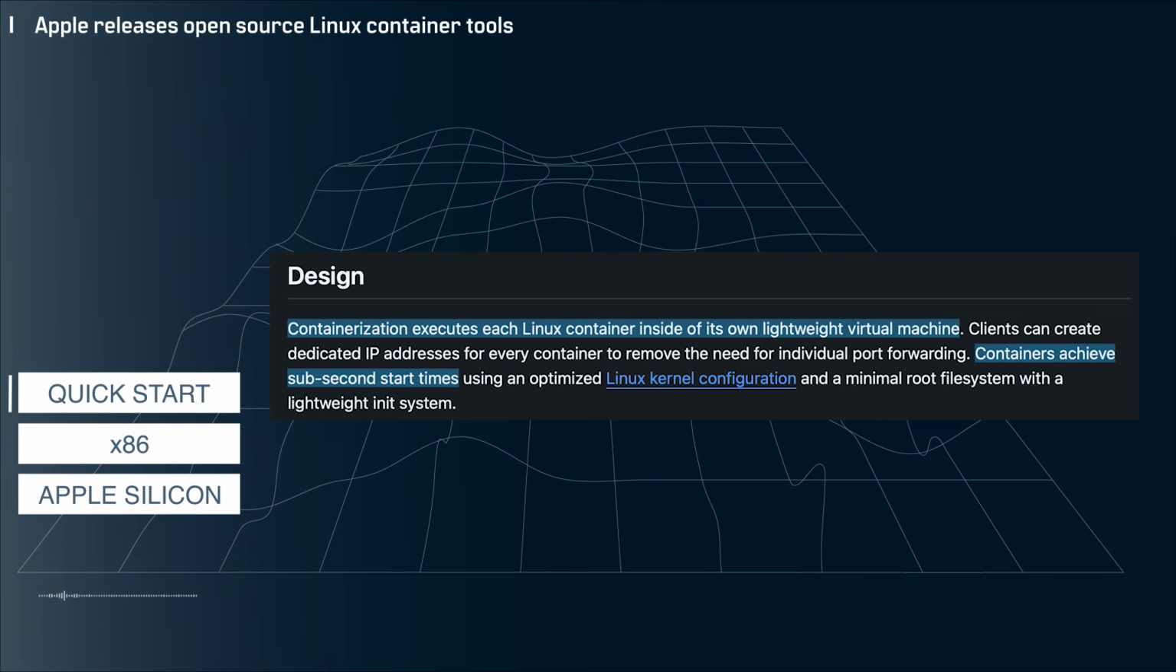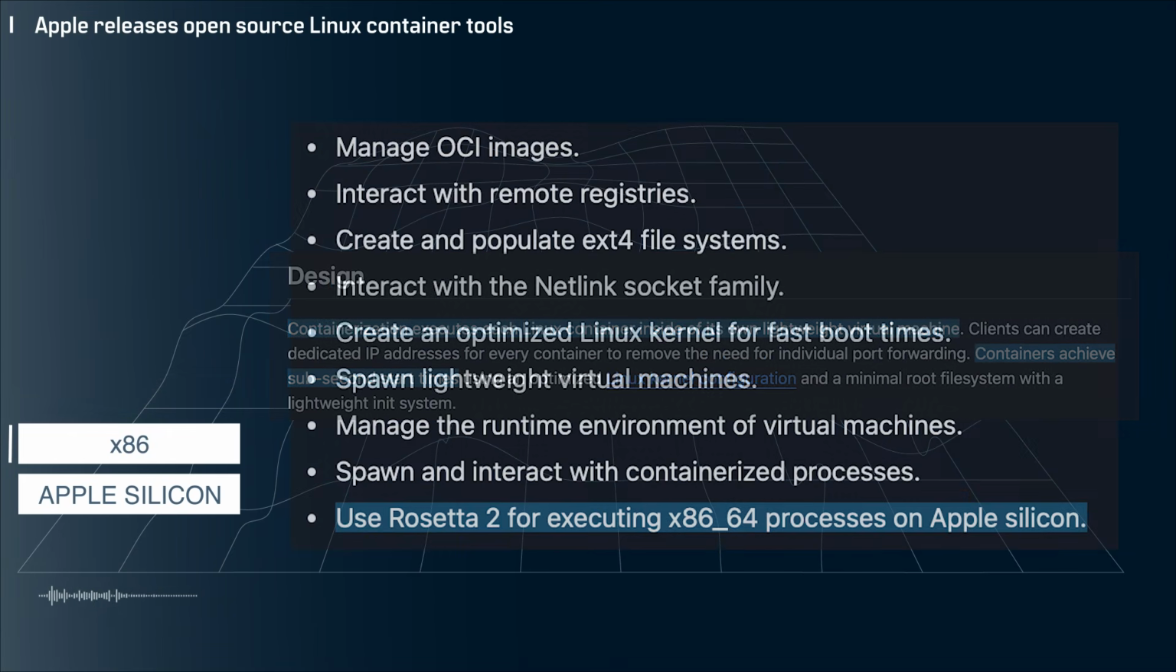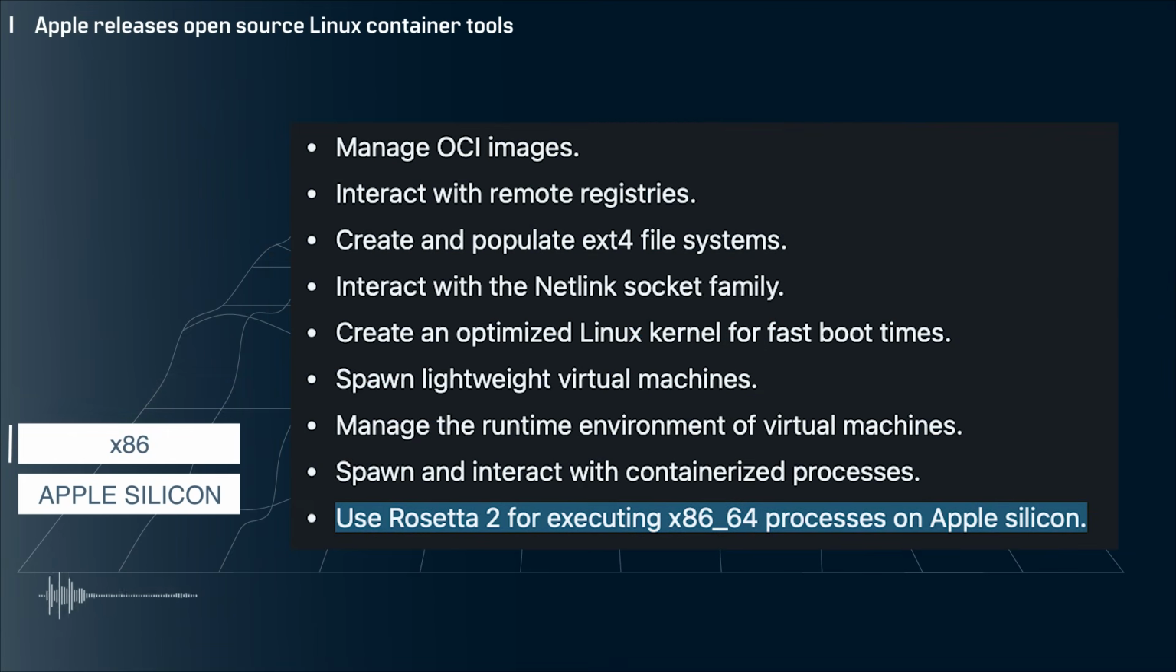And if you're like me, you're probably also thinking, wait, Macs run on Apple Silicon, which is an ARM-based architecture. Most Linux containers are probably going to be run on Intel x86. How is this going to work? Well, the framework includes x86 emulation with Rosetta 2, so problem solved.